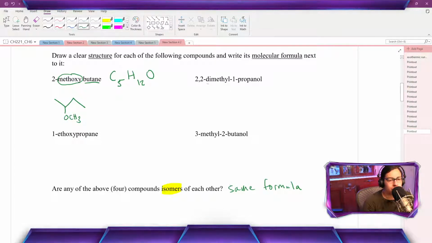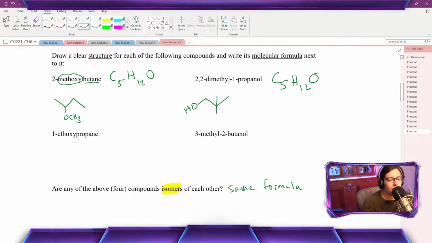Now let's do this one. 2,2-dimethyl-1-propanol. For propanol, let's call this carbon 1. We have our OH there. And then 2,2 will look something like this. Now let's do our formula. 1, 2, 3, 4, 5 carbons. H, 1, 2, 3, 4, 5, 6, 7, 8, 9, 10, 11, 12. H12. Then we have an O.